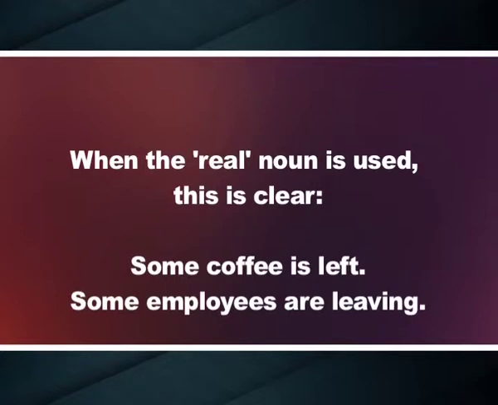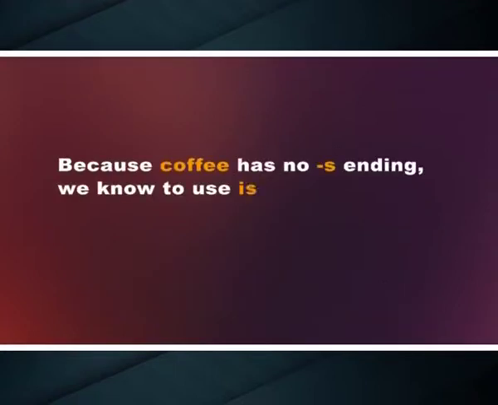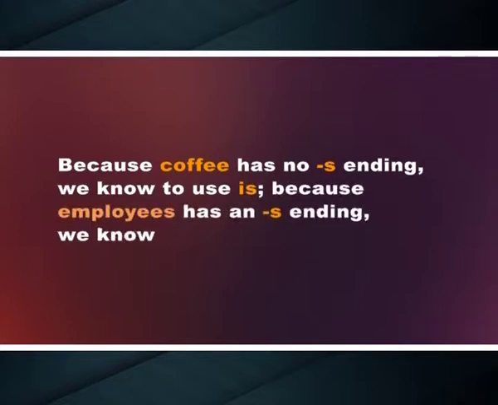Some coffee is left. Some employees are leaving. Because coffee has no S in the ending, we know to use is. Because employees has an S ending, we know to use are. But it is possible to have a sentence in which the real noun is omitted, in response to a question, for example, or in a paragraph when the noun has been mentioned previously.